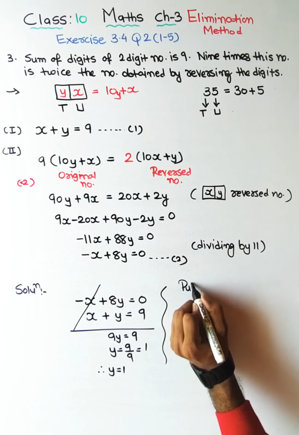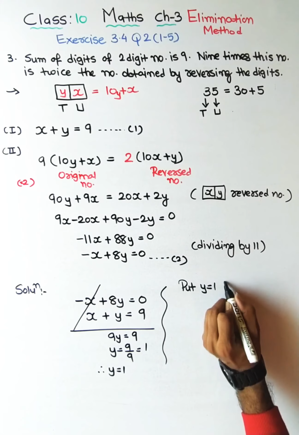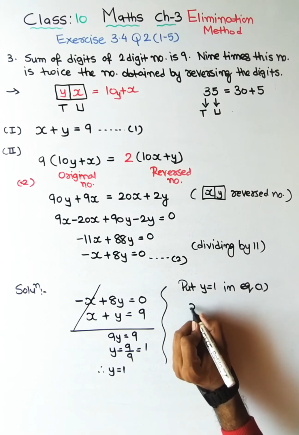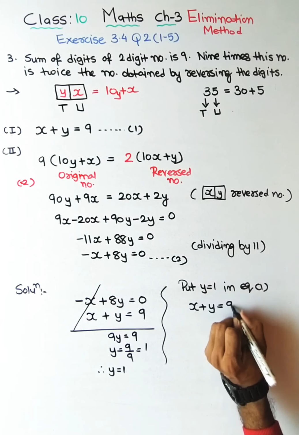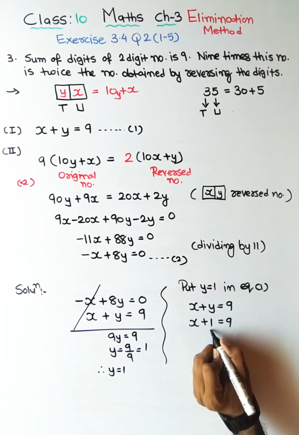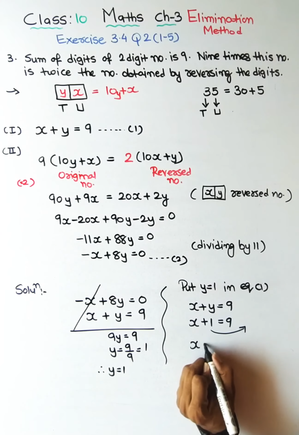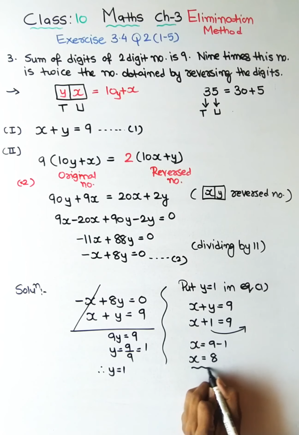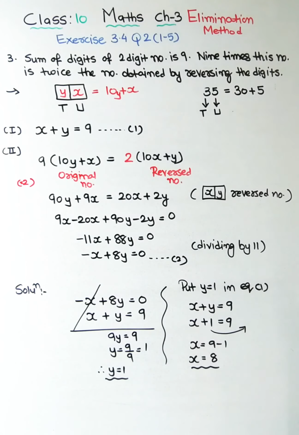Putting y equals 1 in equation number 1. That means x plus y equals 9. x we are finding, y we have put 1, here it is 9. So let 1 come over here. So x equals 9 minus 1, x equals 8. So we got the values of y and x.